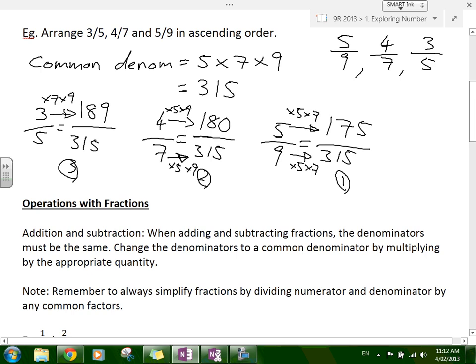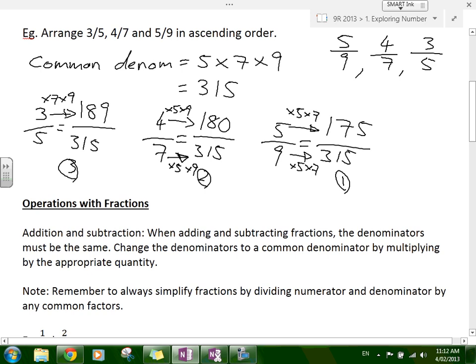So when adding and subtracting fractions, the denominators must be the same. You know that. This applies more to algebra. Change the denominators to a common denominator by multiplying by the appropriate quantity. I haven't put a definite rule, it depends on the case. But you need to multiply one or both to change the denominator. That's the way that we go about it.